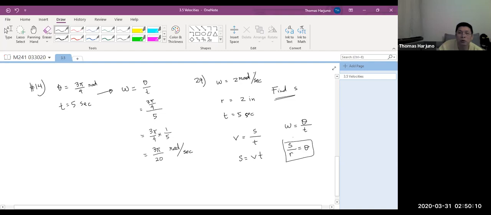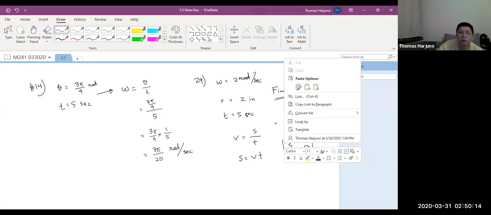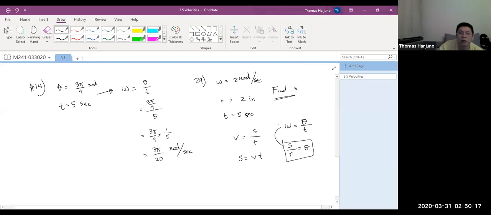Okay, so if I put it here, then you will see omega equals S over rt. Therefore, the distance equals omega times r times t. Now, this is another formula you need to remember. But this formula is basically the combination of those formulas that we have before.